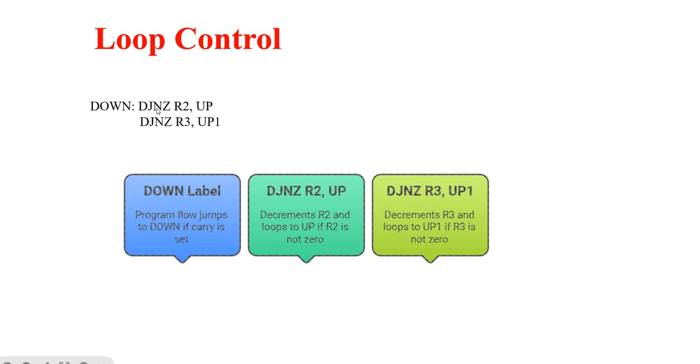Okay, now next here we have DJNZ R2 comma up. So this will decrement R2 and jump back to the up label if R2 is not 0, and it will create a loop for the inner processing. Then we have DJNZ R3 comma up 1. This will decrement R3 and jump back to the label up 1 if R3 is not 0, and it will create the outer loop.